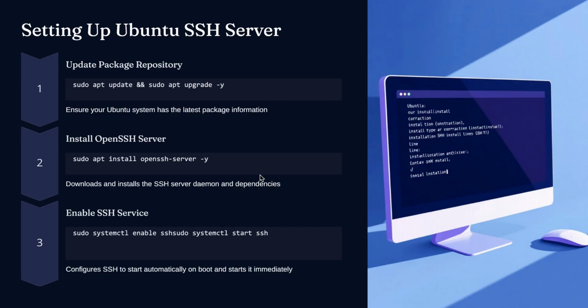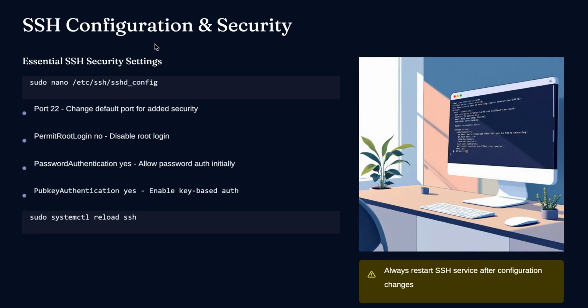Now the installation process is completed. SSH server, how to install? So how to see the process? This is the SSH configuration for security, essential for SSH security settings. What you need after installing the SSH server, because it is completely accessible from a remote machine.